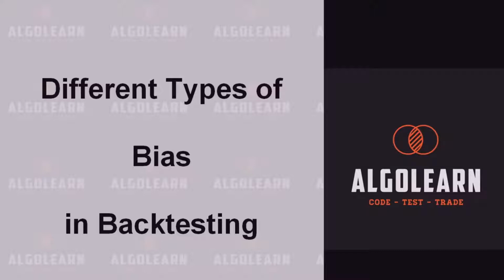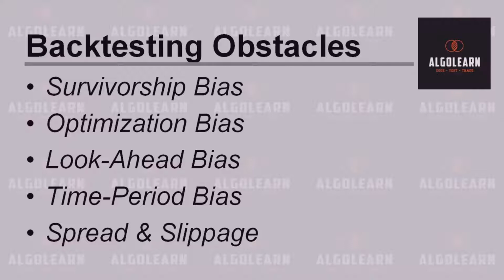And quite frankly, we want to be able to make prudent decisions about whether to take a certain algorithm live or not. And before we do that, we need to make sure that we minimize these biases as best as possible on the backtest so we could make better decisions as far as whether to go live on certain algorithms. The 5 different backtesting obstacles, the most common ones that we see, are survivorship bias, optimization bias, lookahead bias, time period bias, and then spread and slippage.